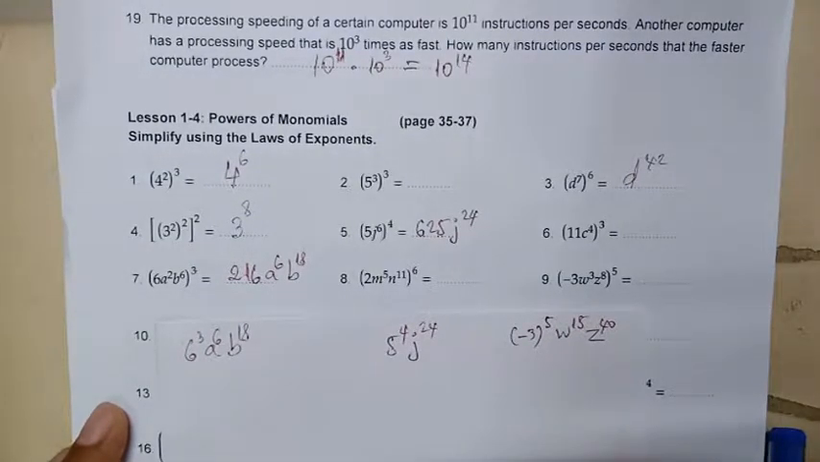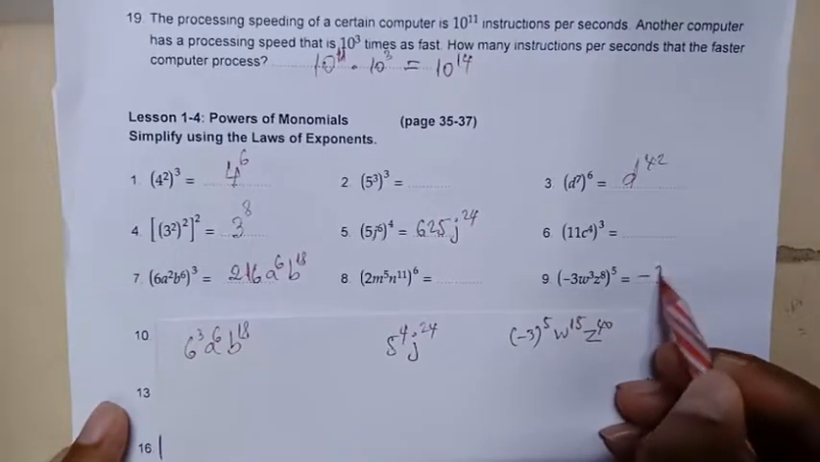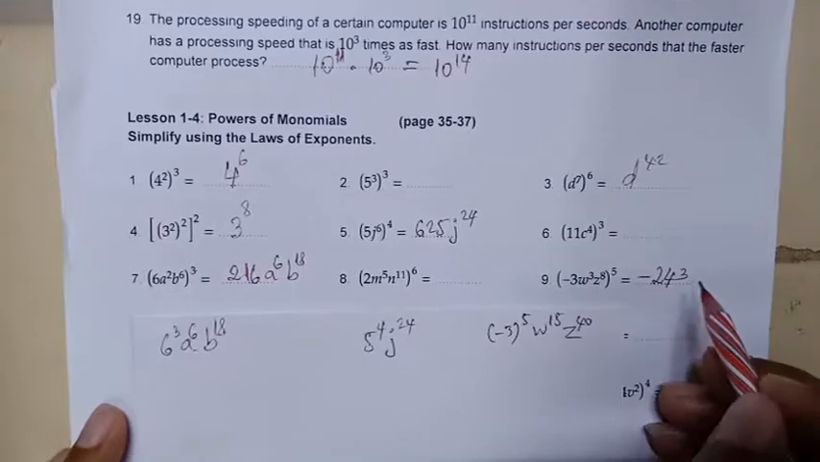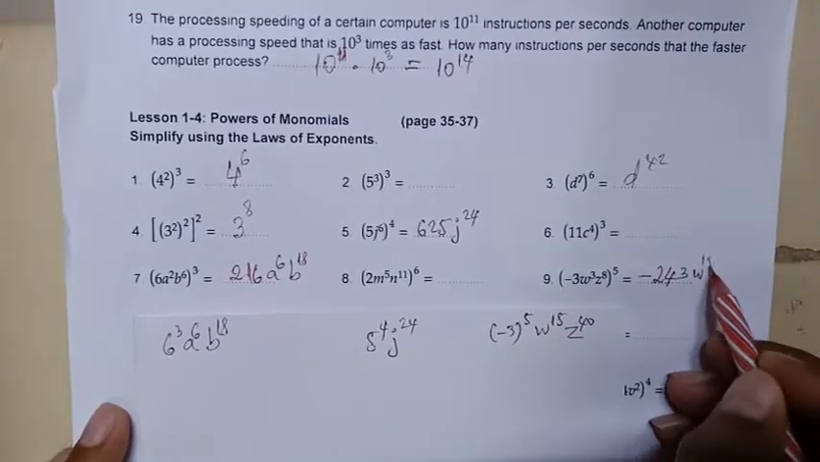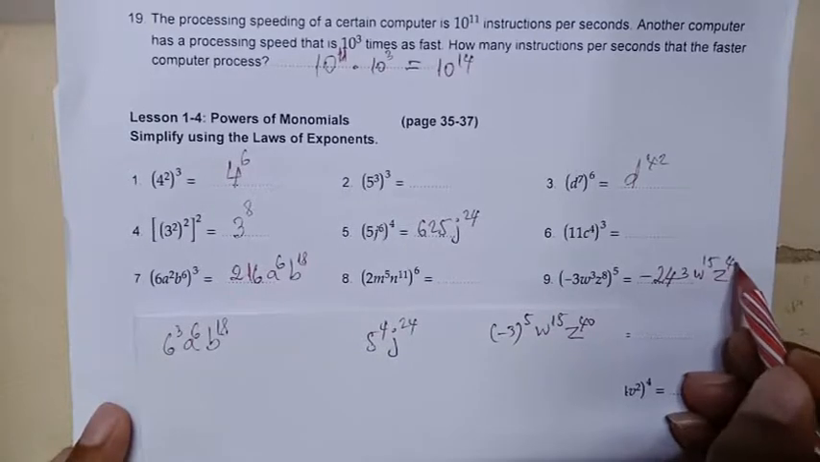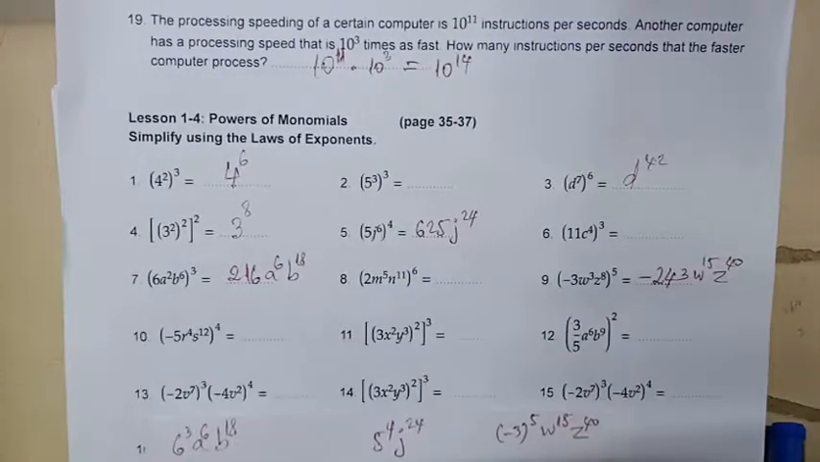Now you have negative 3 raised to the 5th. So a negative 3 raised to the 5th is equal to negative 243 w raised to 15 and z raised to 40. Let's do a few more numbers in this section.